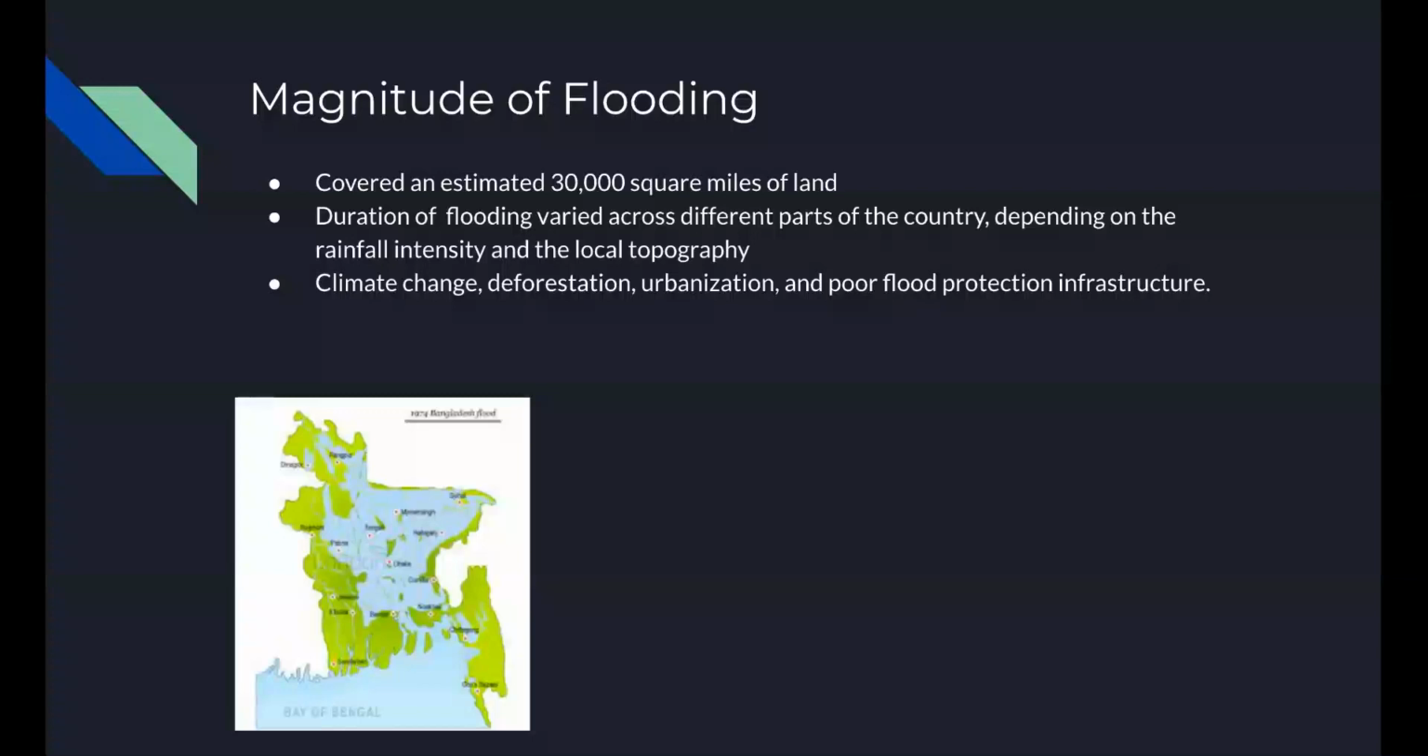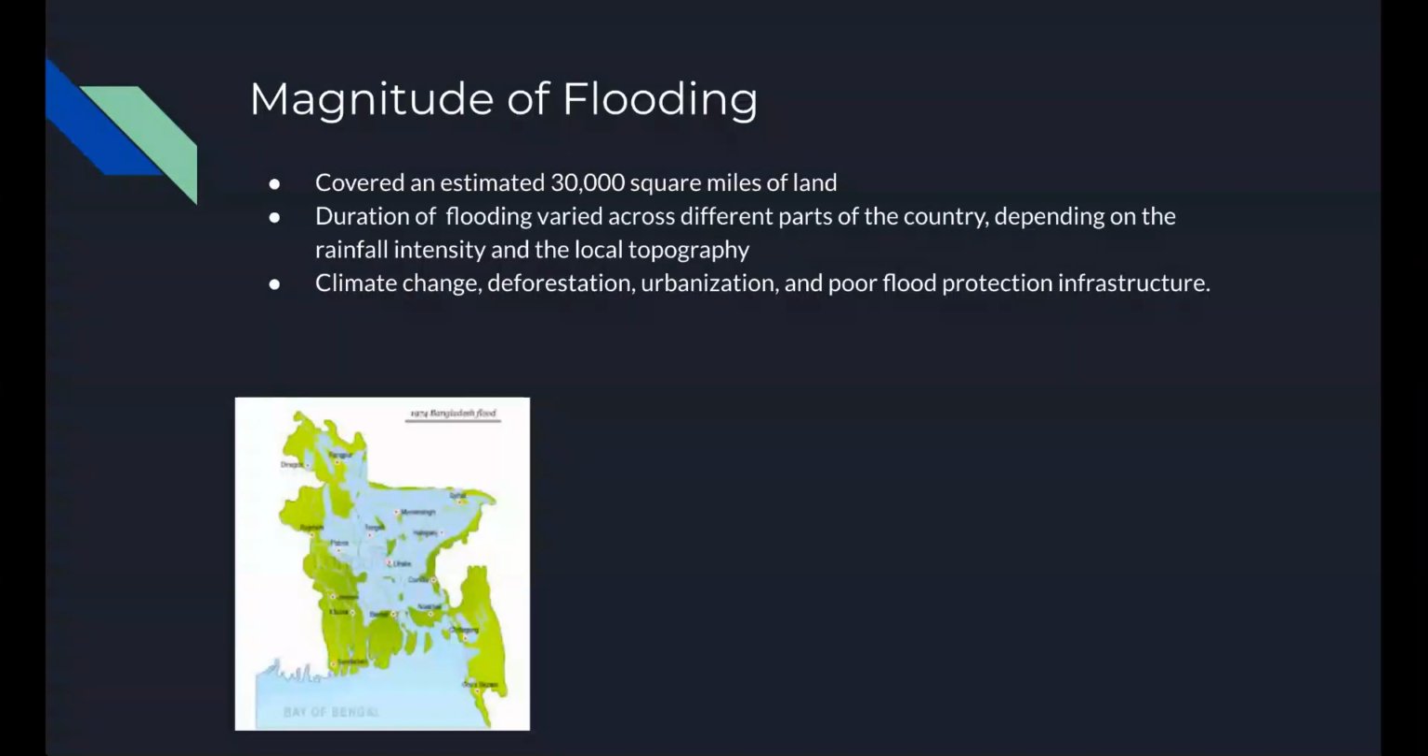Magnitude of flooding. In terms of space, the flooding was widespread, affecting over two-thirds of Bangladesh's land area. The floodwaters covered an estimated 30,000 square miles of land, causing significant damage to crops, homes, and infrastructure. The rivers that overflowed their banks included the Ganges and the Brahmaputra, some of the largest rivers in the world.